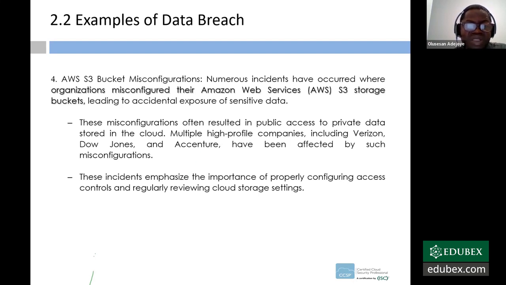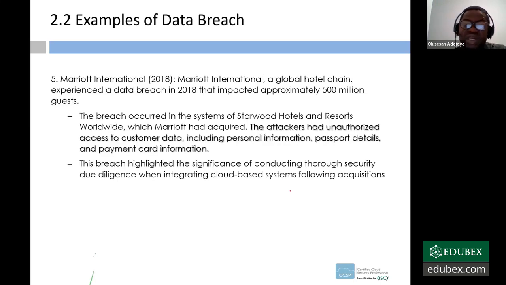The S3 bucket is a storage service in AWS. And based on this, this also highlights the importance of properly configuring access controls and regularly reviewing cloud storage settings. So when the cloud storage settings are poorly configured and you don't regularly review them, it can lead to an exposure and breach of data, which can have reputational effects, and in most cases, lawsuits to the enterprise and may affect their market share.